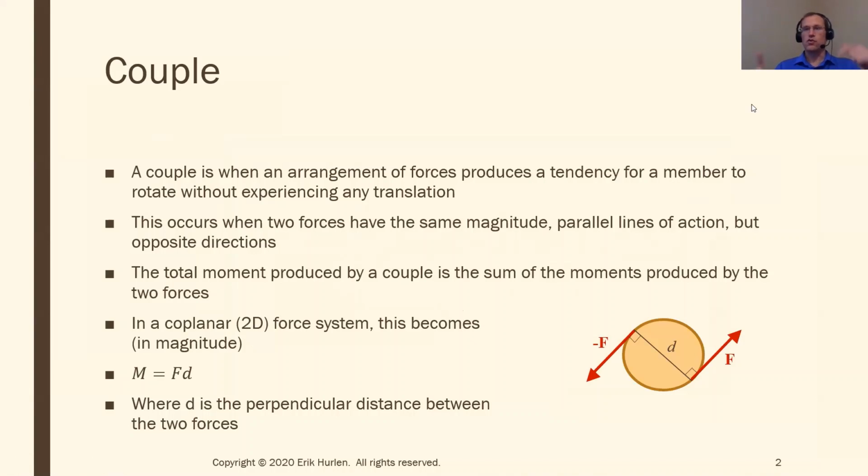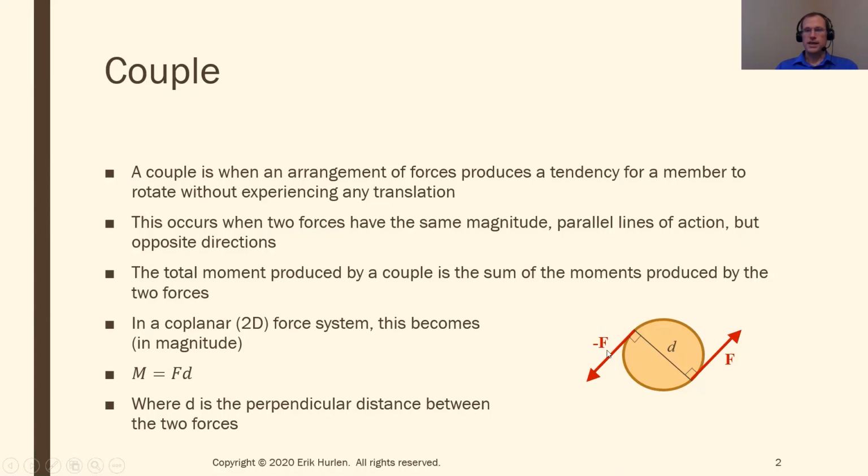So if you want to make something rotate, push one end up, the other end down, and that's going to make it want to rotate. If these forces are equal and opposite, there'll be no translational movement. So net force up and down will cancel out. So a couple is basically two equal and opposite forces acting some distance apart, causing rotation and no translation. So same magnitude, parallel lines of action.